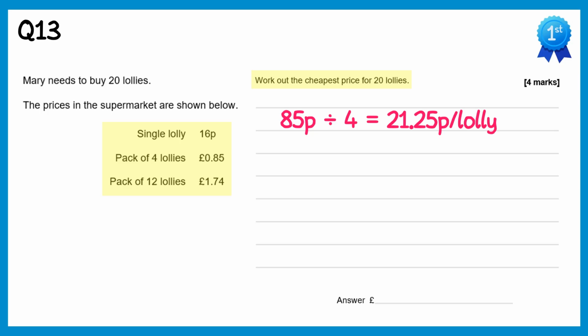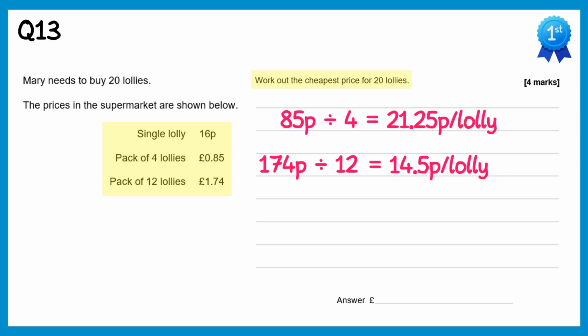So that deal is not very good at all because a single lolly is 16p. If we do the same process for the bottom one, we take the £1.74, which is 174 pence, divide it by the 12 lollies, you find that each lolly costs 14.5p. So that's actually the best deal. It's even better than the 16p for a single lolly. So we want to use that pack of 12 lollies as much as possible.